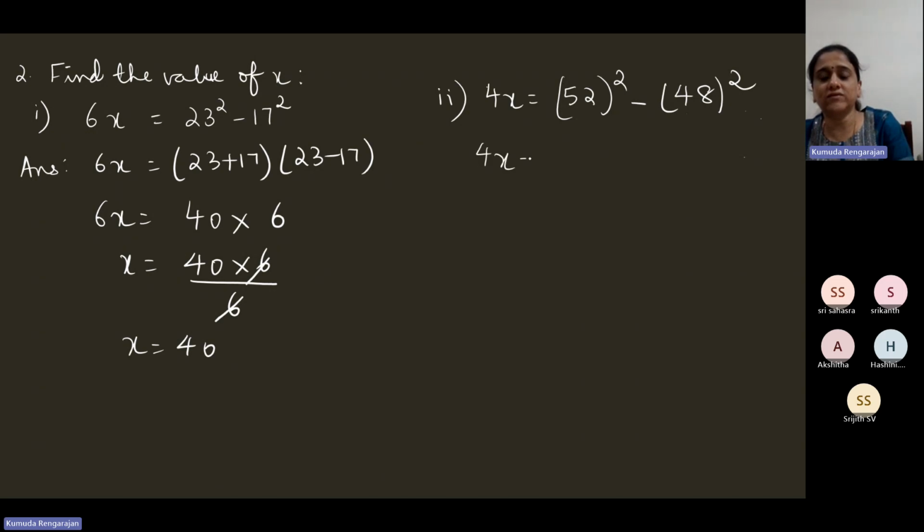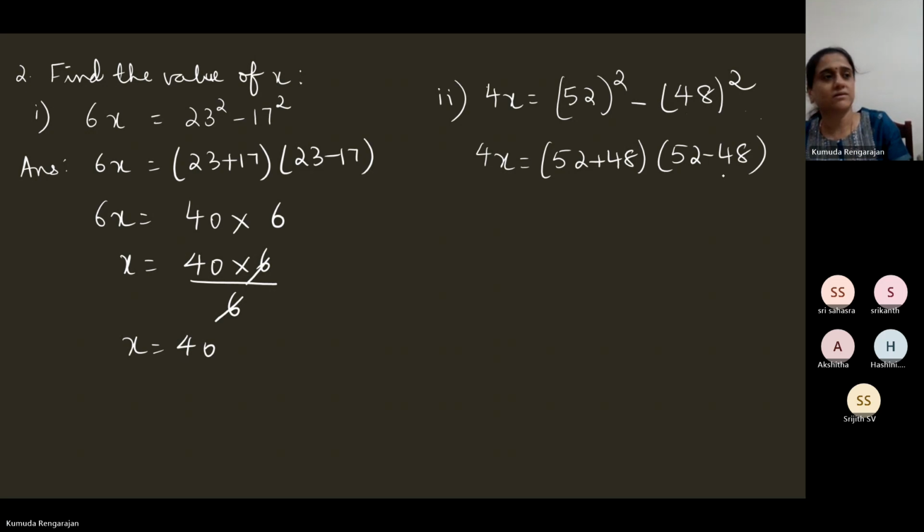So 4x is equal to, now this is of the form a squared minus b squared. The question is like a squared minus b squared. So what is a? 52. What's b? 48. Now what is here is a squared minus b squared. So what should be the answer? A plus b, 52 plus 48 into a minus b, 52 minus 48.